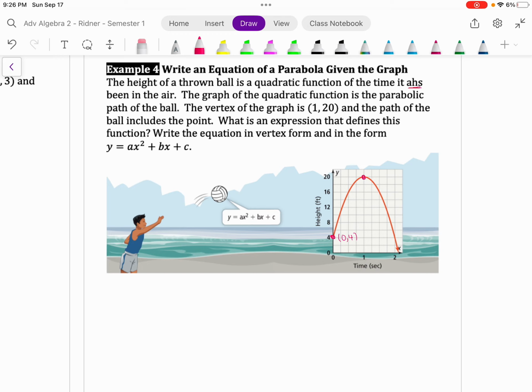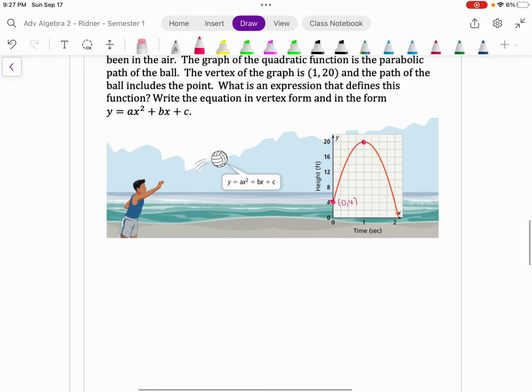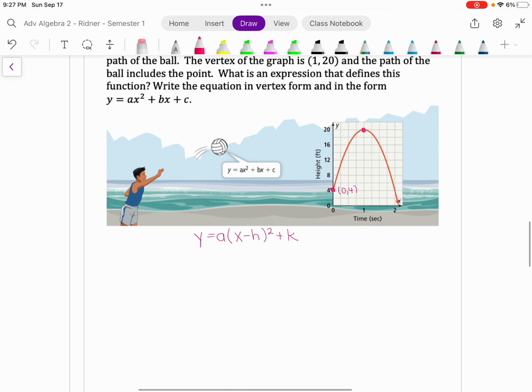And so we want to write the equation in vertex form and in standard form. So we're going to cover a couple things here. So vertex form looks like this. You have that written in your notebook already. We know that the vertex is (h, k), so h comma k is the vertex, which in this one is (1, 20). So h is 1, k is 20.